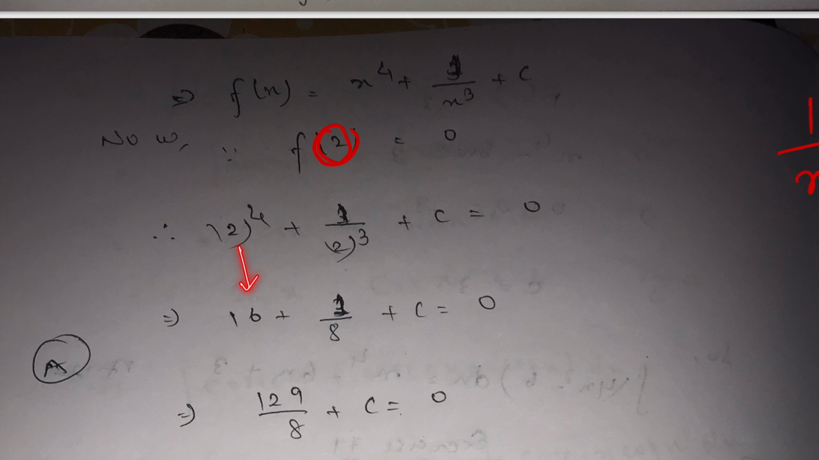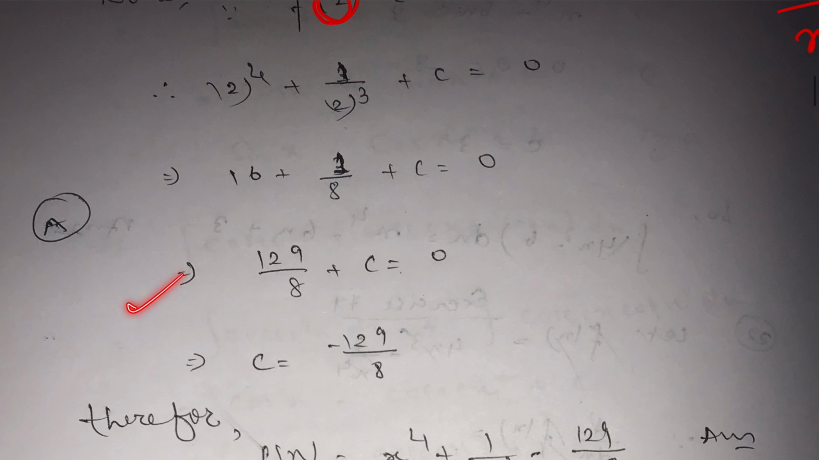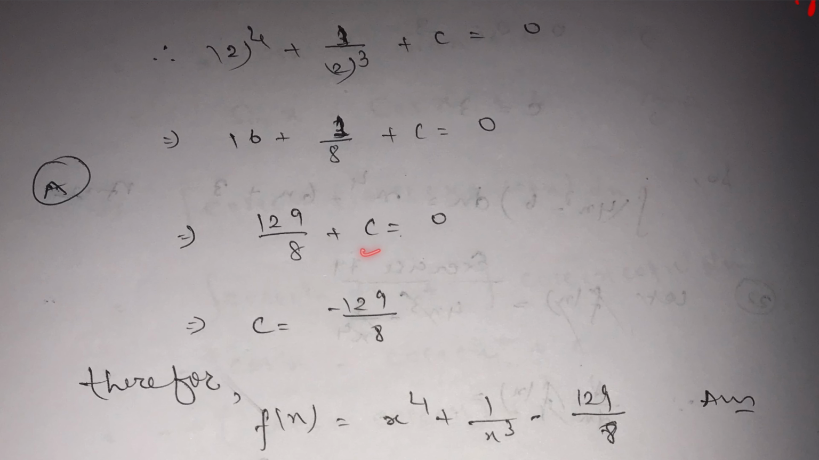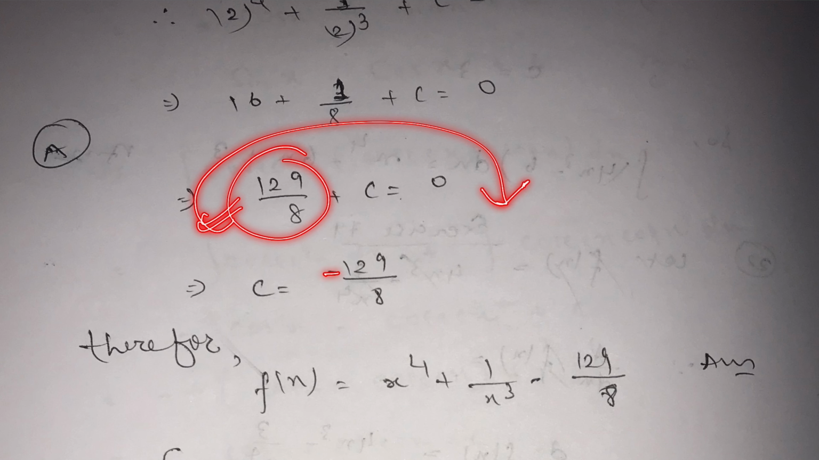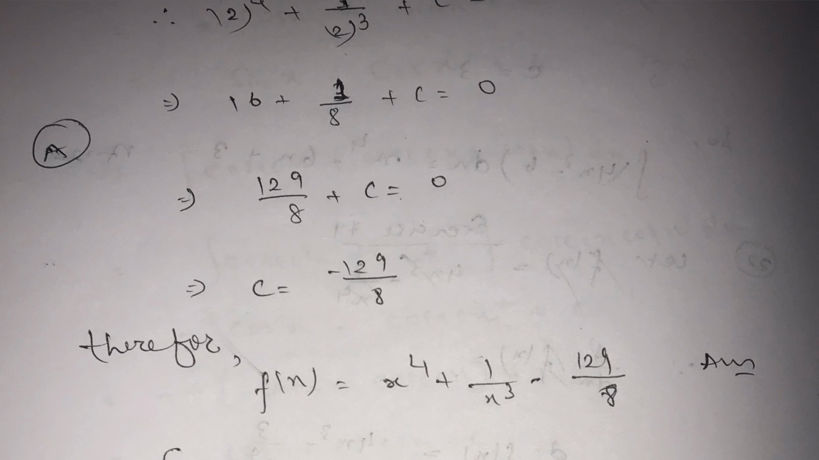2 to the power 4 is 16 and 1 by 2 to the power 3 is 1 by 8, and then plus c is equal to 0. We'll just take LCM here. You have 129 by 8 plus c, and if we take this 129 by 8 to this side, it will be in minus. So this will become minus 129 by 8. So that is the value of c.